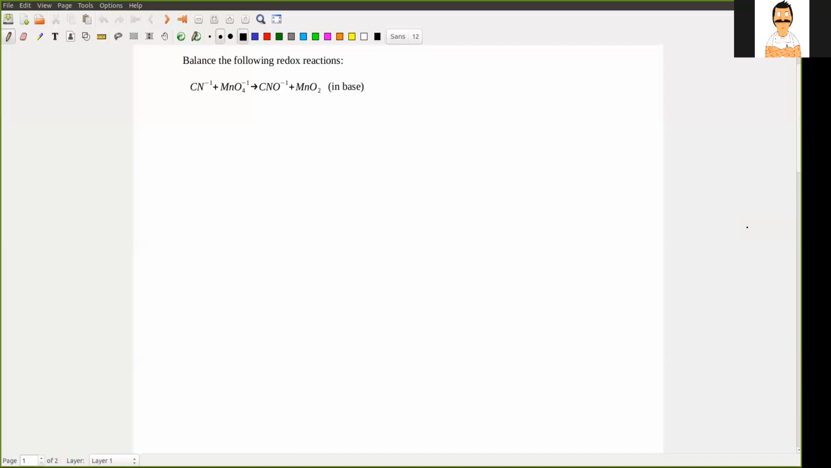So let's get started. The first thing you want to do with a redox reaction is you want to break it up into its two half reactions. So you want to do the oxidation and the reduction reaction. So the oxidation looks like this, and the reduction looks like that.